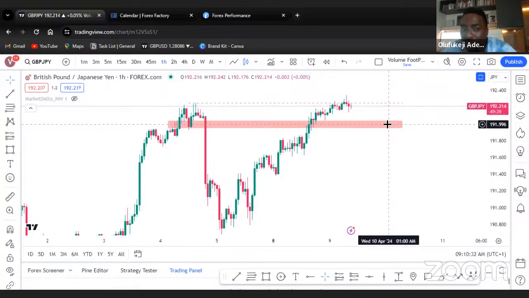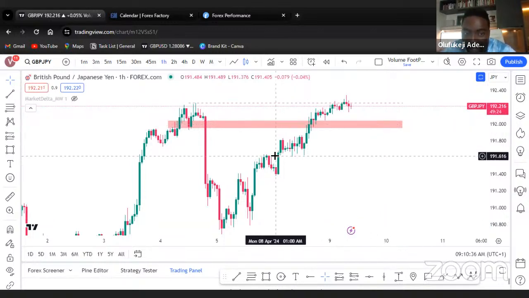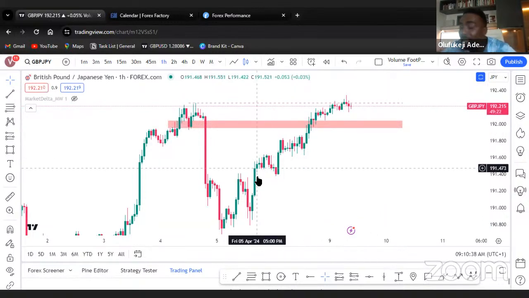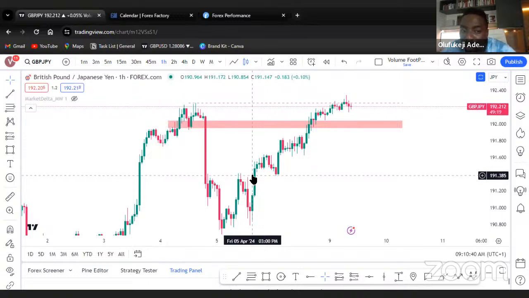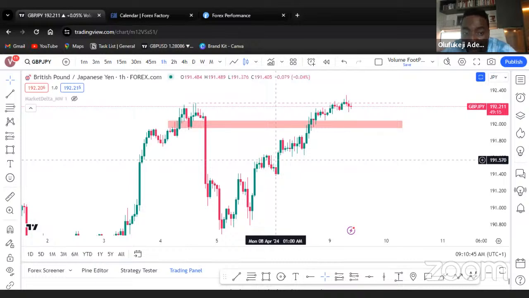Did it form any fair value gap? It did. There's a fair value gap at 191.60. Exactly. And you can see the inducement because there are two equal lows. So the fair value gap is there, and the inducement is there.